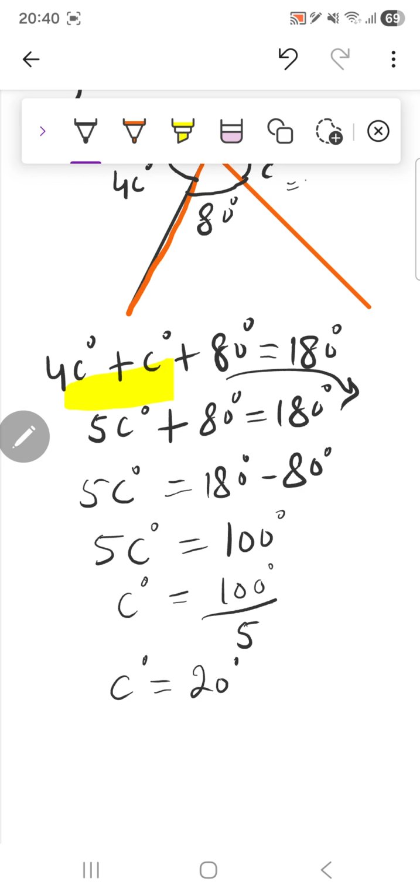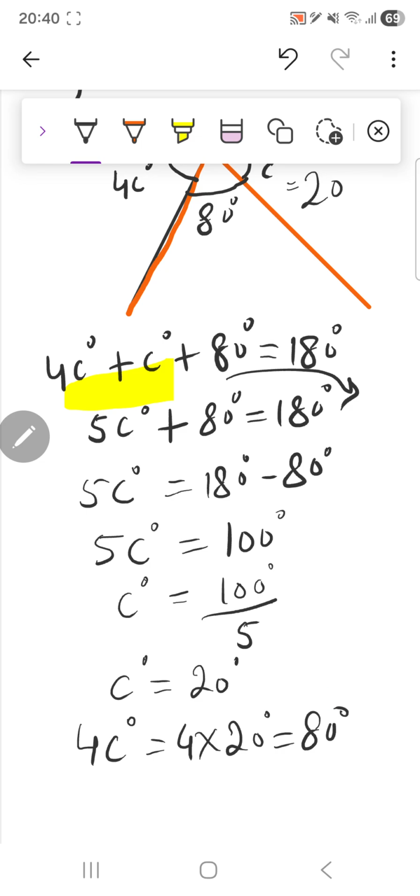C is 20 here, so 4C will be 80. So 4 into 20 equals 80. So when you add all three angles, 20 plus 80 plus 80, your sum equals 180 degrees. I hope it's clear to you.